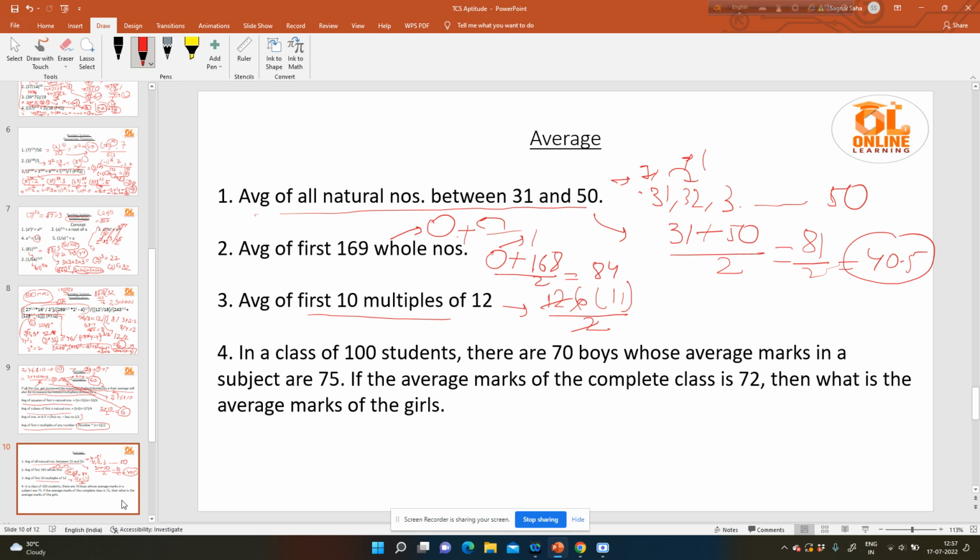So 2 6 the 66. Very easy. So if you know the formula, if you know the tricks, you can save your time and you can make your answers easy.